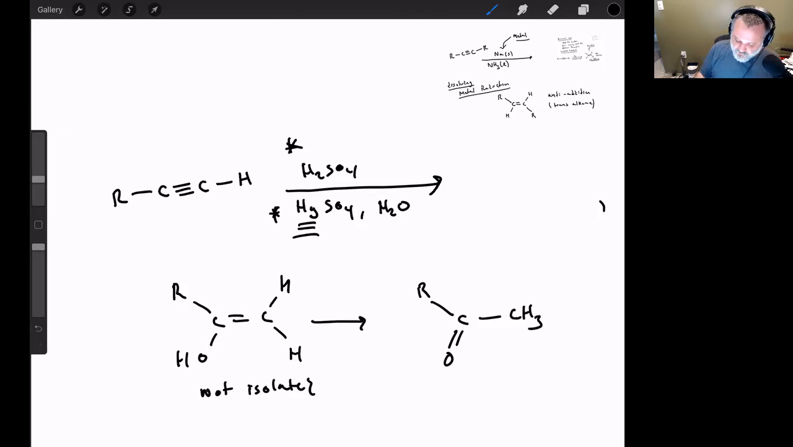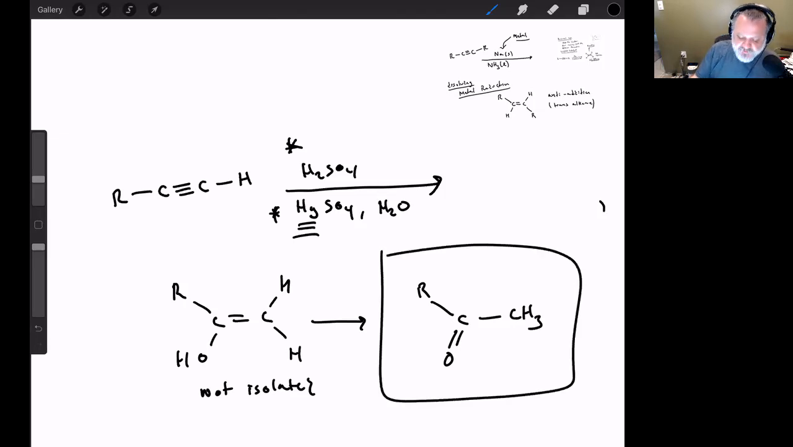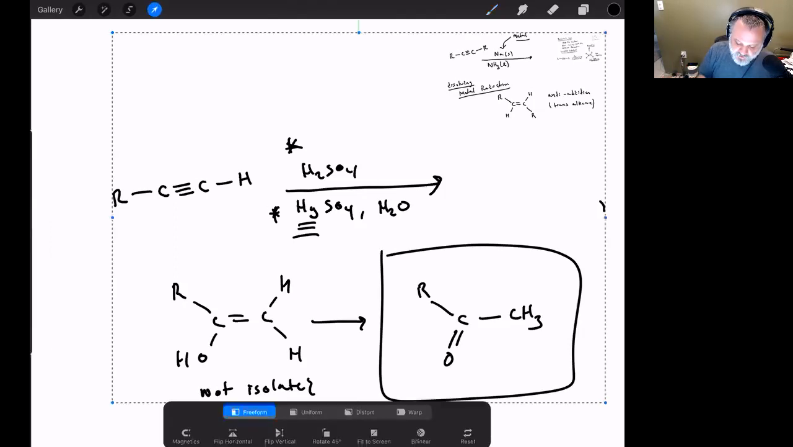And this is actually the final product. That's a little bit different, but you'll see that if you think about the fact that it forms an enol, and what the enol does is tautomerize to a ketone, then you'll be able to say to yourself, okay, this really is similar to the alkene.